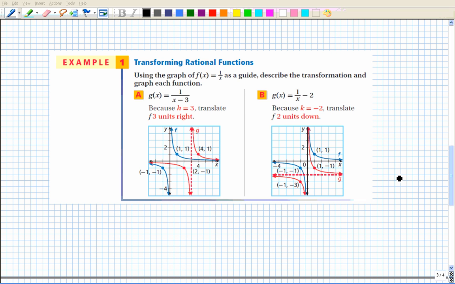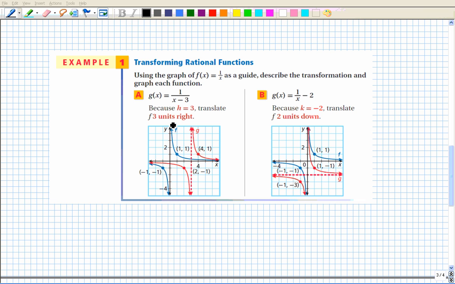This is example 1 from your textbook. Transforming rational functions. Using the graph of f of x equals 1 over x as a guide, describe the transformation and graph each function. So you can see in each of these graphs that the blue graph is our parent function, as it has those 1, 1, and -1, -1 points. So if we are looking at 1 over x minus 3, that minus 3 means we are moving it to the right 3, so we take each and every point and move it to the right 3. And notice that even the asymptote moved to the right 3.